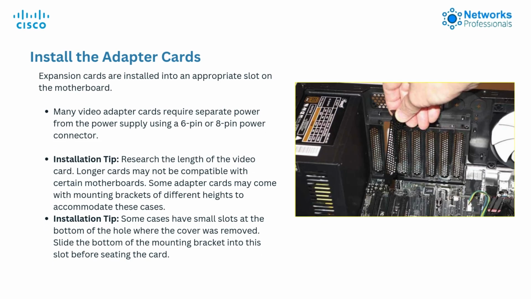Install the adapter cards. Expansion cards are installed into an appropriate slot on the motherboard. Many video adapter cards require separate power from the power supply using a 6-pin or 8-pin power connector. Installation tip: research the length of the video card. Longer cards may not be compatible with certain motherboards. Some adapter cards may come with mounting brackets of different heights to accommodate these cases.